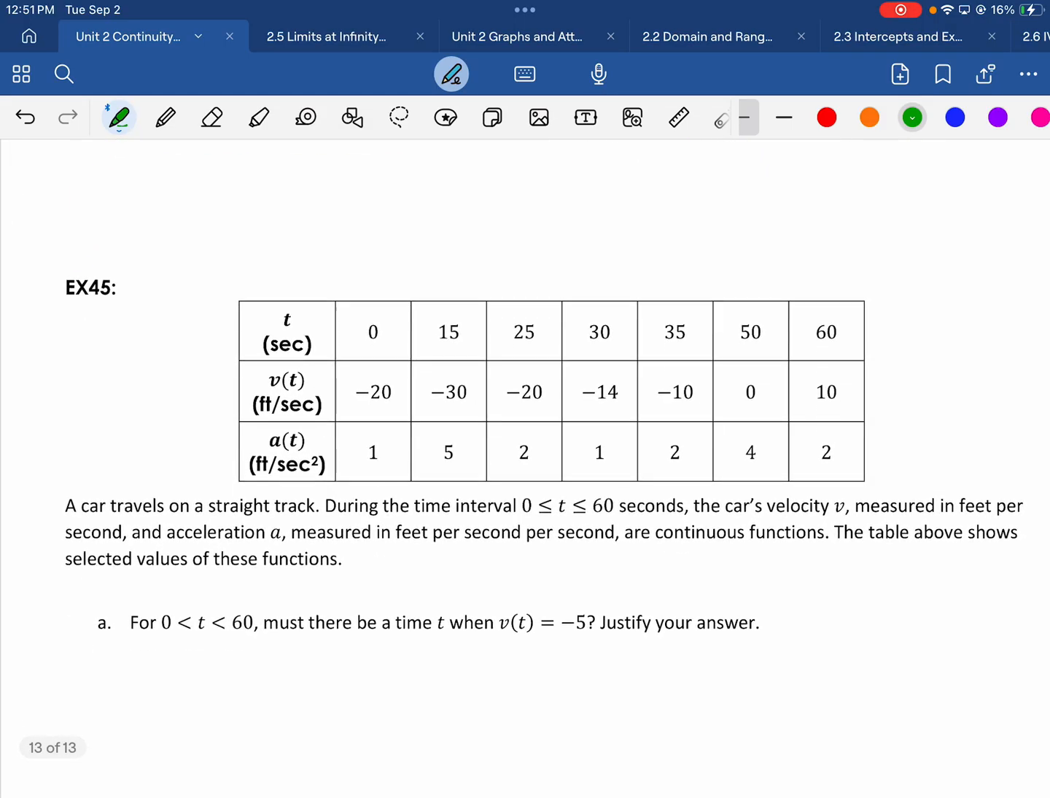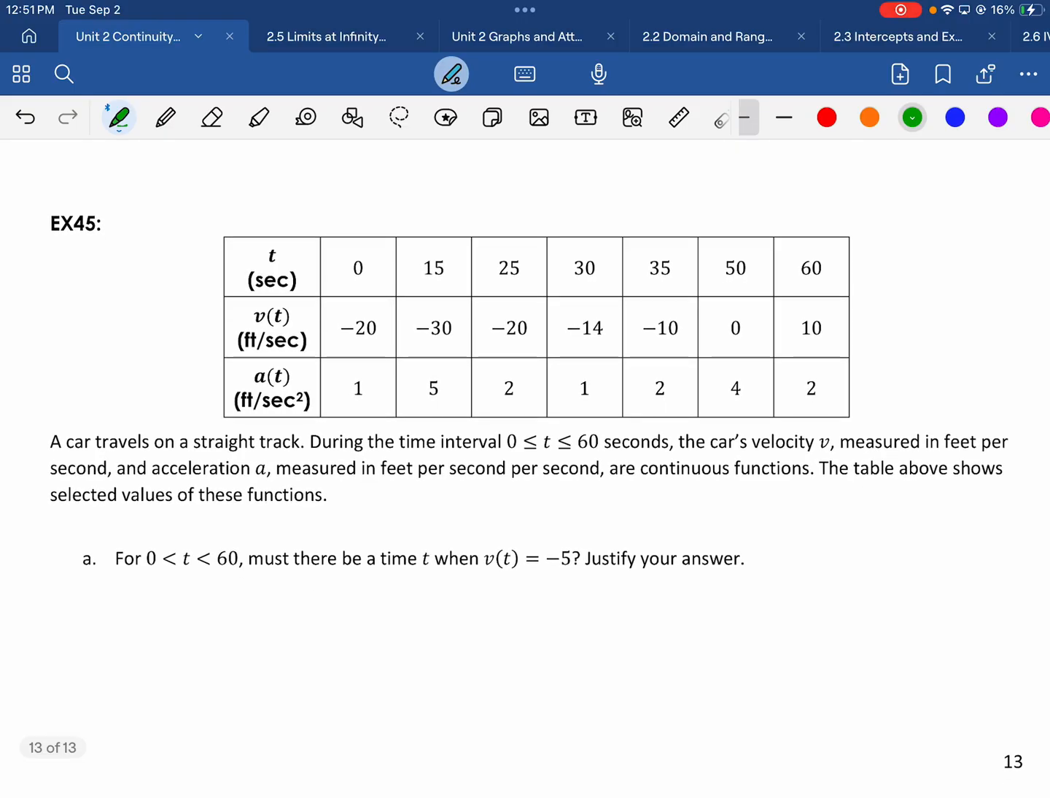Okay, and then my last question here. I have a car that travels on a straight track. During the interval from 0 to 60, the car's velocity v is measured in feet per second. Acceleration is measured in feet per second per second. They are continuous functions, which tells me that I can use the theorems. The table above shows selected values of these functions. From 0 to 60, must there be a time when v of t equals -5? Justify your answer. So we have to justify.